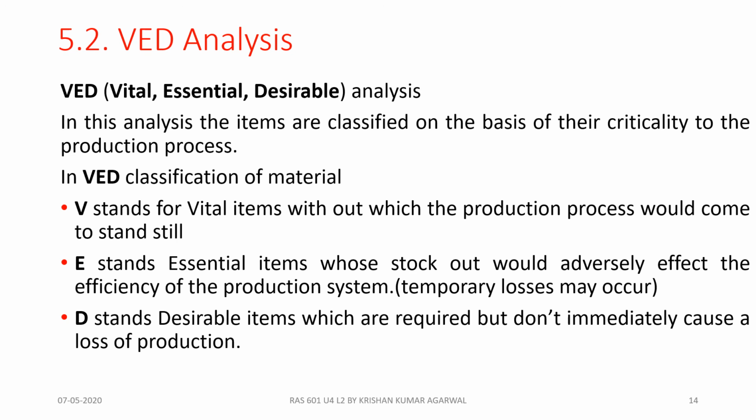The next type of analysis is VED analysis. VED stands for vital, essential, and desirable. In this analysis, we have to categorize the material into three categories. Vital items are those without which the production process will stand still and will not be started. E stands for essential items, whose stock out would adversely affect the efficiency of the production system, but only a temporary loss can occur, so these items are of less importance. D is the third category of desirable items, which are required, but the immediate absence of those materials will not affect the production process, and production will be carried out continuously.